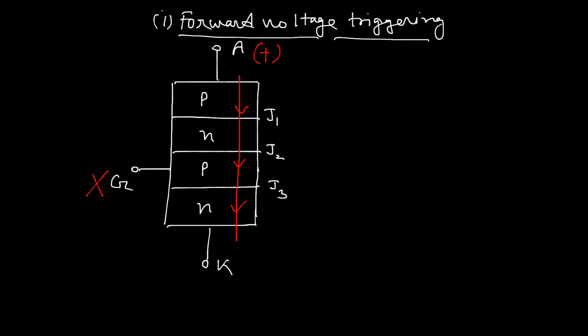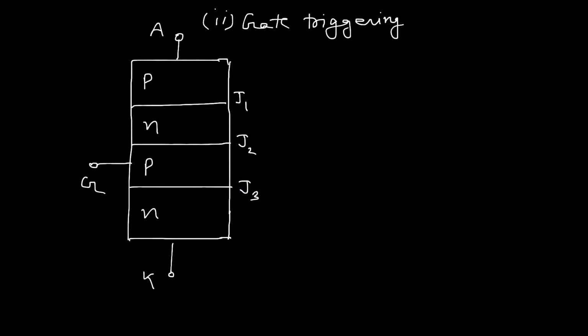Now gate triggering. In this case, we consider the basic structure which has 4 layers P, N, P and N, and 3 junctions J1, J2, J3, and 3 terminals: anode, cathode and gate. Our topic is gate triggering. That means we should apply the gate pulse across the device. First, the question arises: why is the gate so important for SCR?